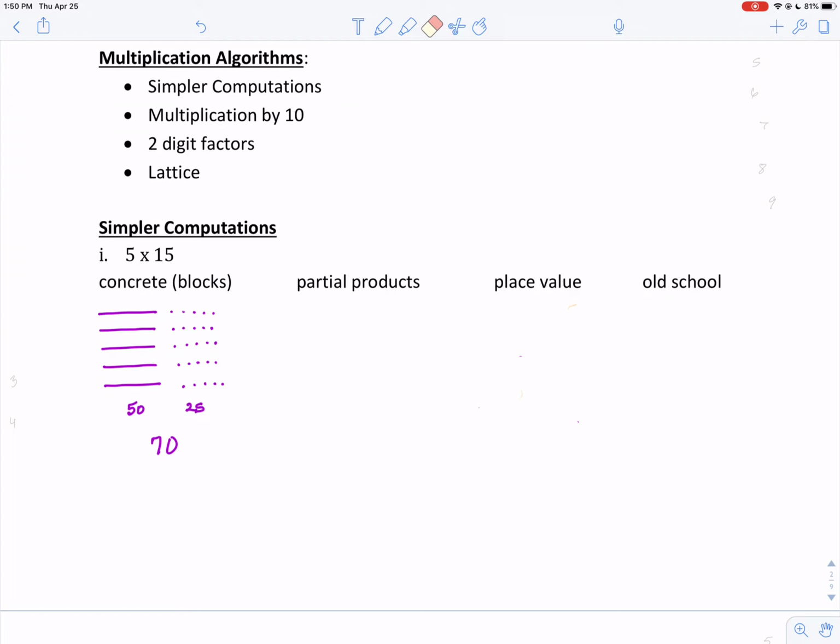We also have partial products, so we're going to take our 15 and divide it into 10 plus 5, which we will then multiply by 5. So we'll get 5 times 5 is 25, and 5 times 10 is 50, and we still get 75.